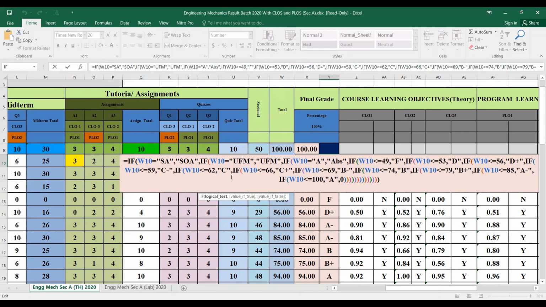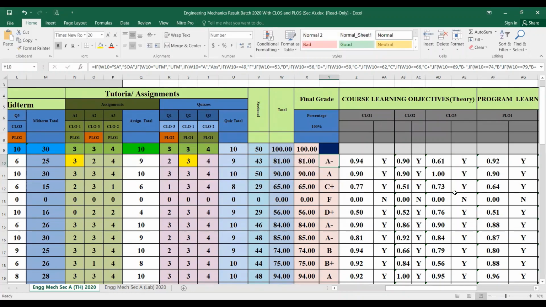If W10 is less than or equal to 62, the grade will be C. If W10 is less than or equal to 66, C plus. If W10 is less than or equal to 69, it will be B negative. If W10 is less than 74, the grade will be B. If W10 is less than or equal to 79, the grade will be B positive. If W10 is less than or equal to 85, it will be A negative. If W10 is less than or equal to 100, it will be grade A. So this is the way to make the formula of the grade, and it depends on the criteria followed in your university.